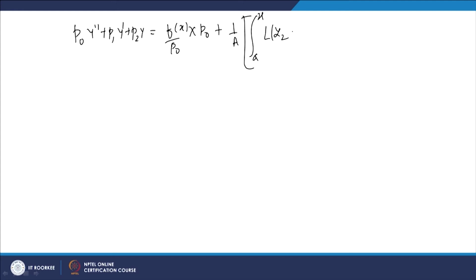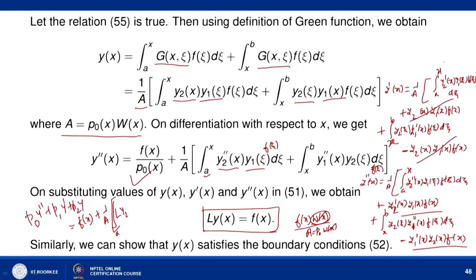So here we want to calculate p naught y double dash plus p1 y dash plus p2 y, and it is f of x divided by p naught into p naught plus 1 upon a, and here let me collect all these things. When you collect you will get L of y2 of x, y1 xi, f of xi d xi plus y2 x, b here, then you will get L of y1 y2 xi, f of xi d xi, and so on. So that is what we will obtain here. Okay, so if you collect the remaining term here.